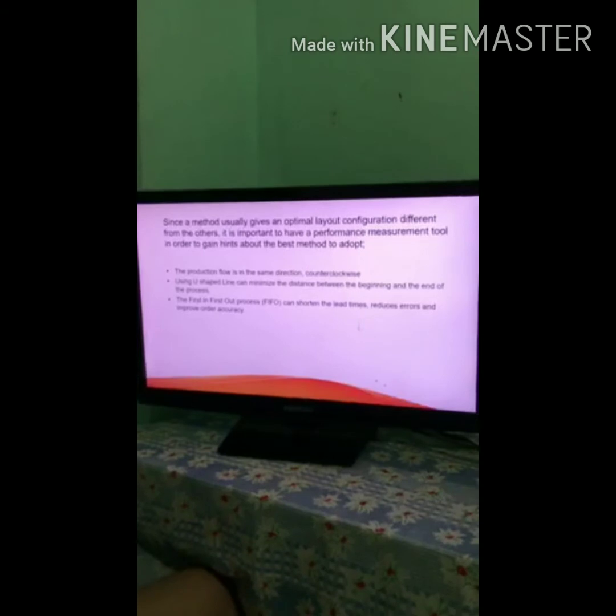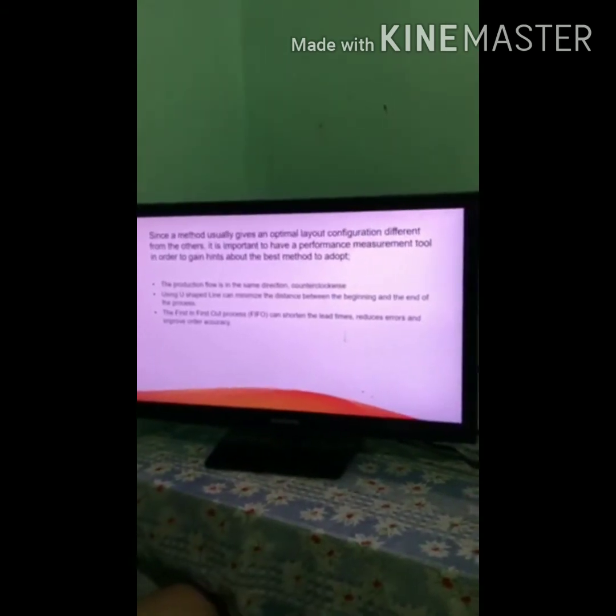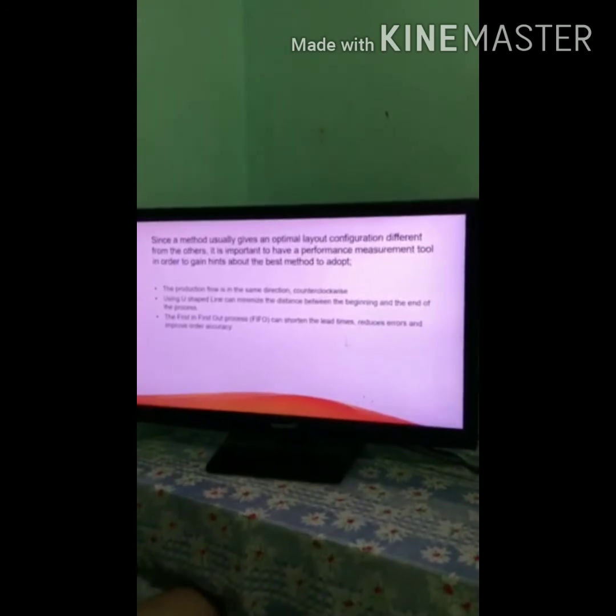And the last one is the first in first out process or FIFO. Can shorten the lead times, reduces errors, and improve order accuracy.